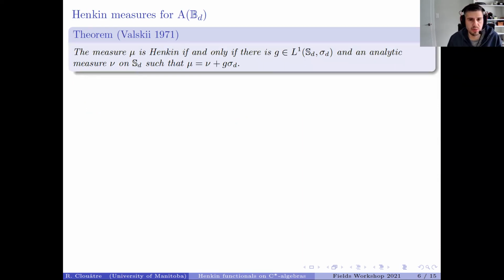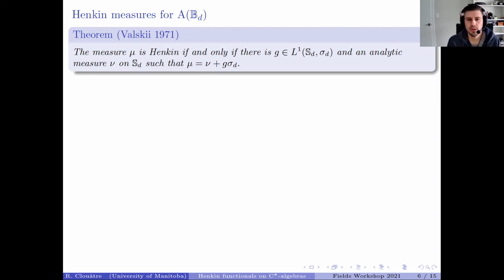So this is first the theorem of Valsky. This is sometimes called the Valsky decomposition. And it says that a measure mu is Henkin if and only if it is of a very special form, if it is of the form analytic measure plus something absolutely continuous with respect to surface measure. Now, I want to mention that there's another way of viewing this statement, which makes it not too difficult to prove. What this is saying is equivalent to the following.